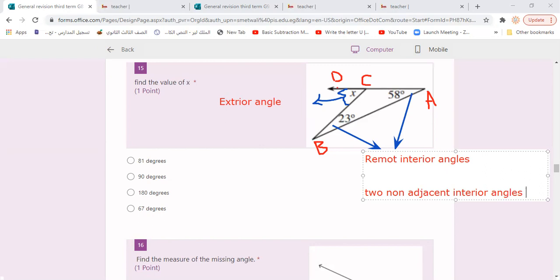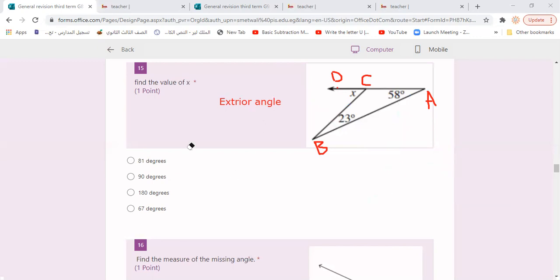Two non-adjacent interior angles, which means once we have a triangle and we have a line extended from one side of the triangle, the angle we find here will be exterior, and the exterior angle will be equal to the sum of the two non-adjacent interior angles, or remote interior angles. So how can we solve the question in front of us now, how will we answer it?